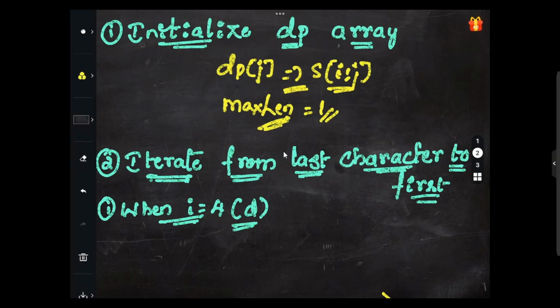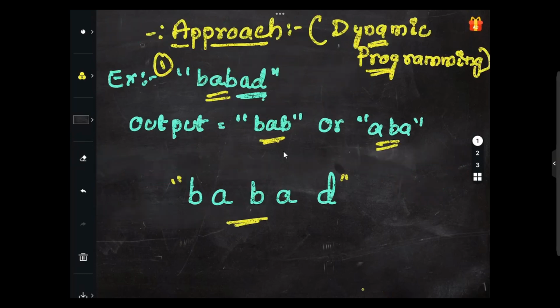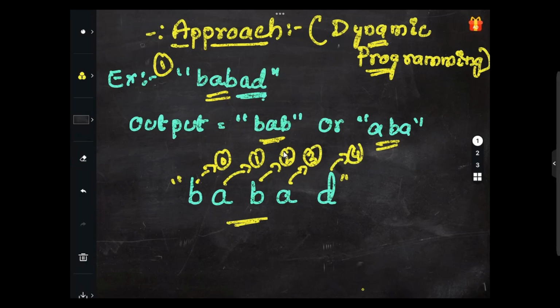Second step is, let's iterate from the last character. We are iterating from the last character. Just remember this one. Here this is at index 0, this is at index 1, this is at index 2, this is at index 3, and this is at index 4.